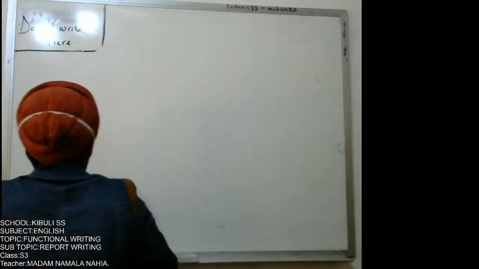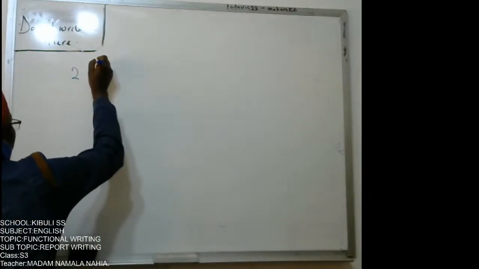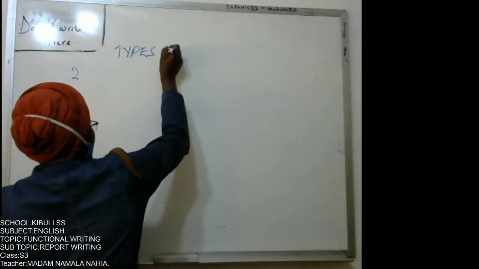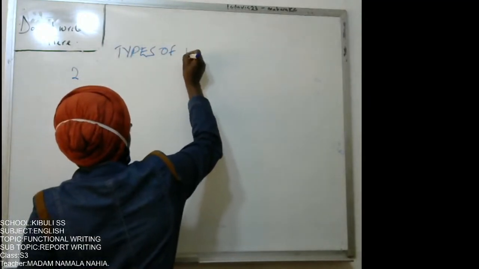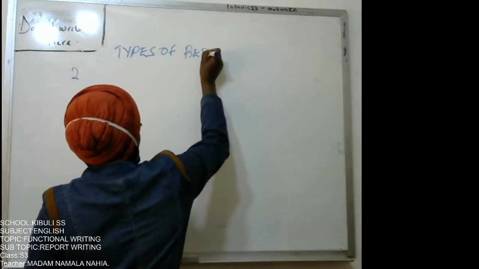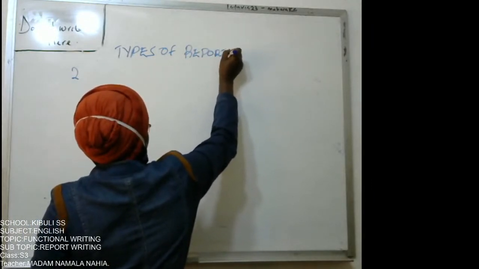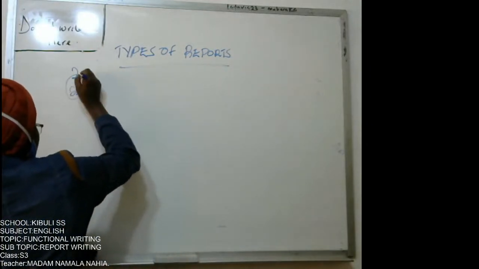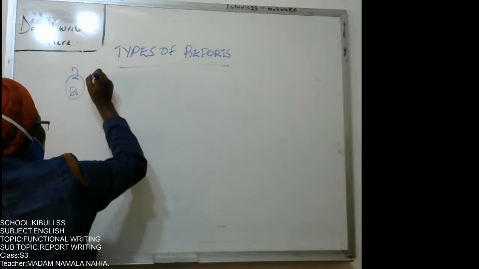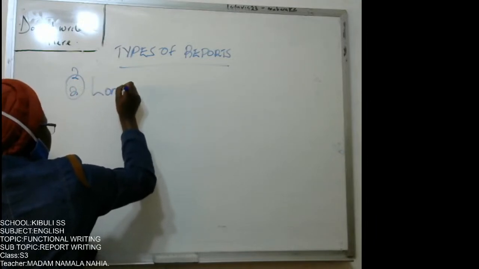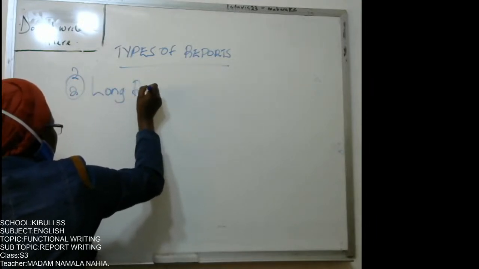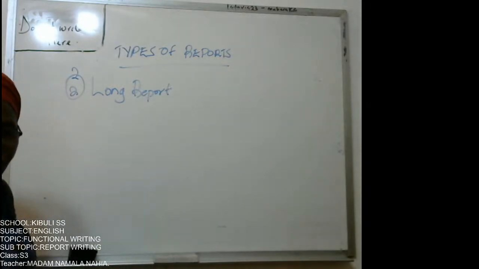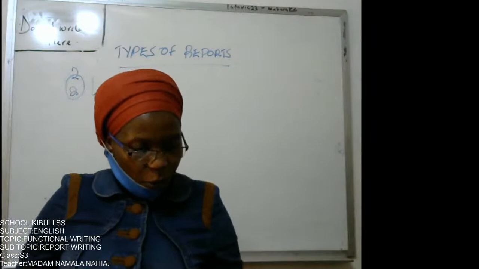The second type of report, we are looking at types. We have already seen type number 1. The second is the sister report. The other one is the short report. This one is termed as the long report.